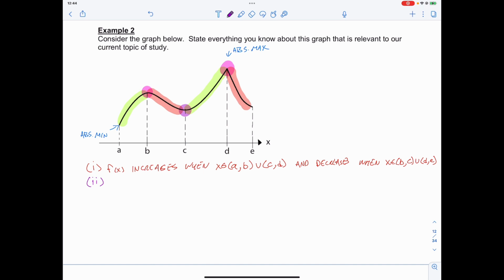The second one, we have an absolute maximum when x is equal to d, and an absolute minimum when x is equal to a.